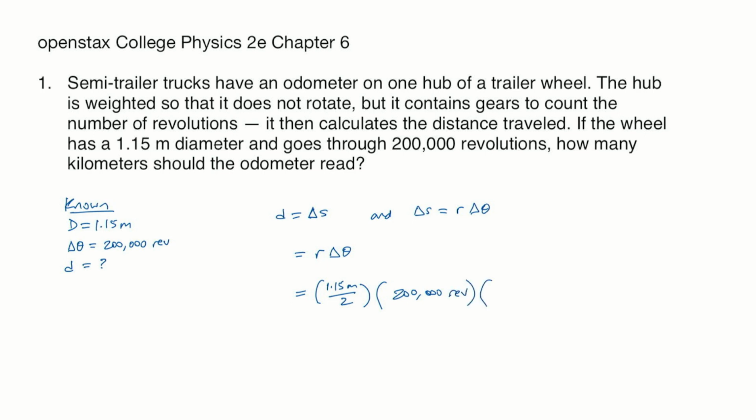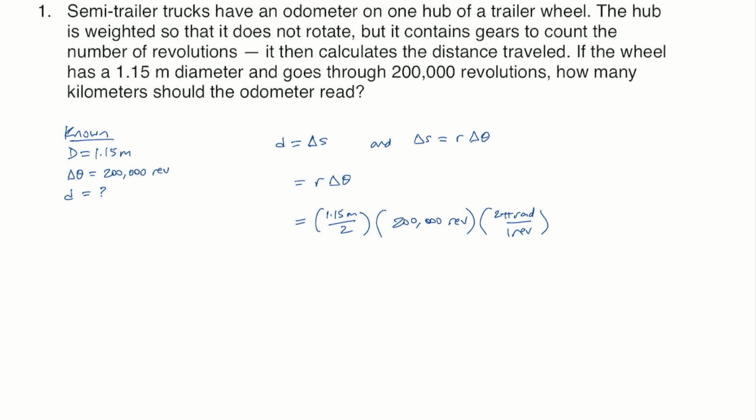revolutions. We need theta to be in radians for this s equals r theta equation to hold. And there are 2 pi radians for every revolution. So now our revolution units are canceling, and we have radians, which is a pure number. Okay, and so it doesn't really count as a unit.